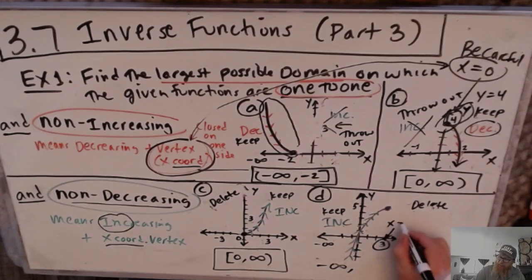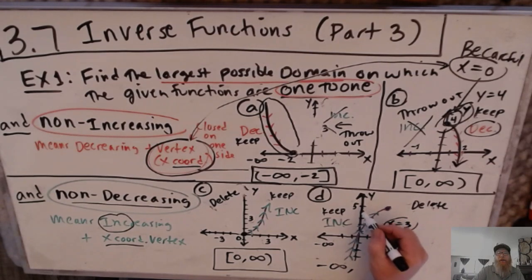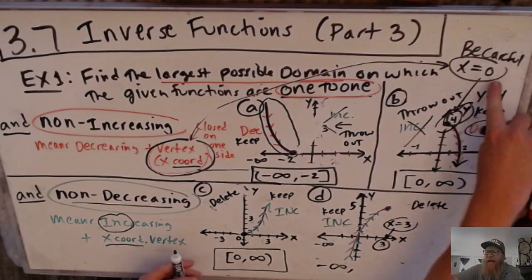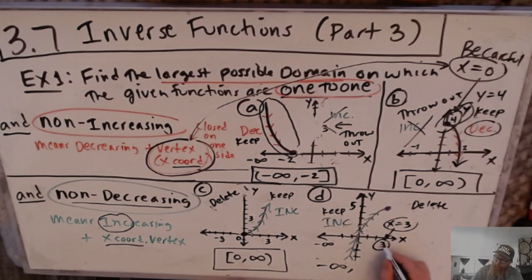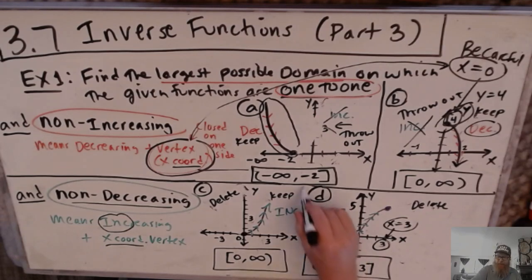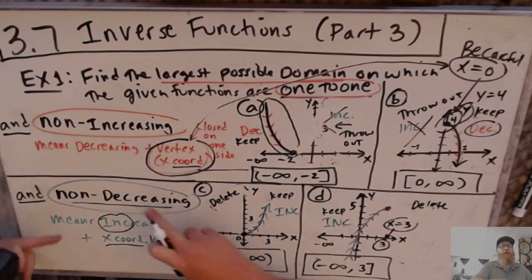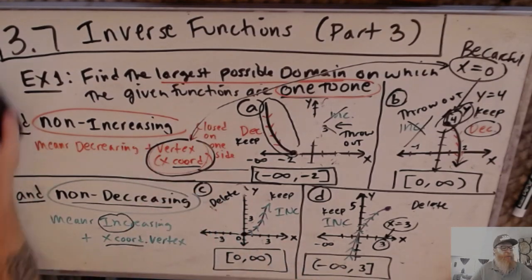Yeah, the x-coordinate. I don't care about the y-coordinate. The y-coordinate here is 5. Just like over here, the y-coordinate was 4. Yeah, but we want the x-coordinate. So that'll be 3. So the answer to part D is negative infinity, comma 3 with a closed bracket. Okay. So that's your vocabulary for increasing, non-increasing, and non-decreasing.